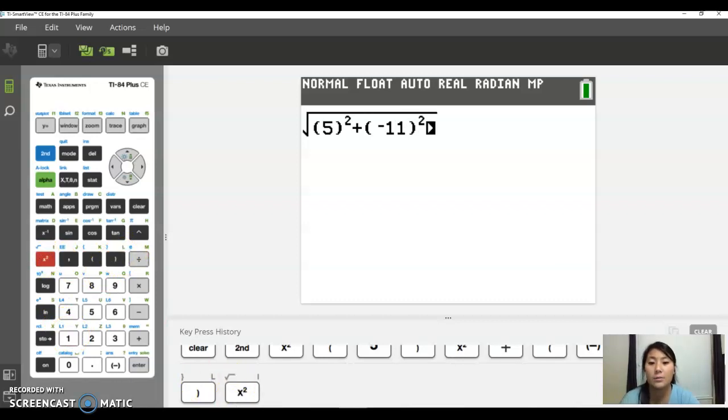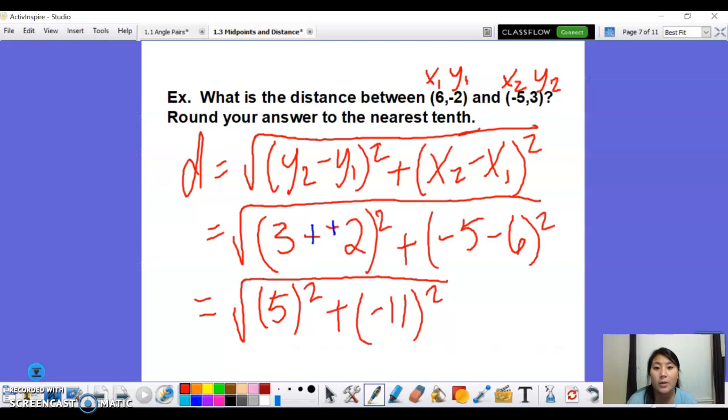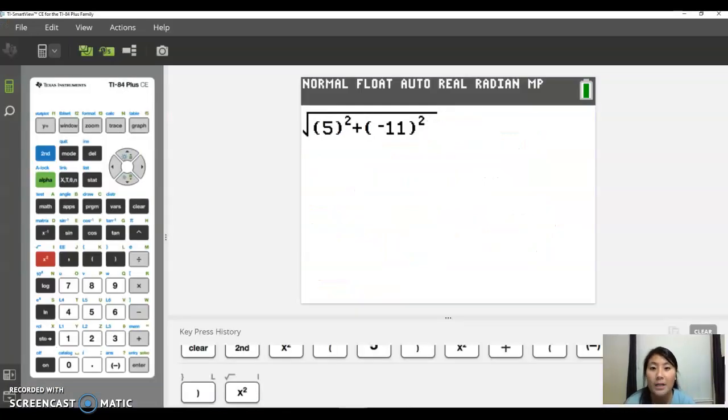So let's double check that that was the right one before I hit enter. So we have positive 5 squared plus negative 11 squared. And that looks good to me. So now going back to my calculator, see, everything is underneath the square root. The square root extended as I continued to write below it. So please make sure that everything is under the square root when you are typing it in.